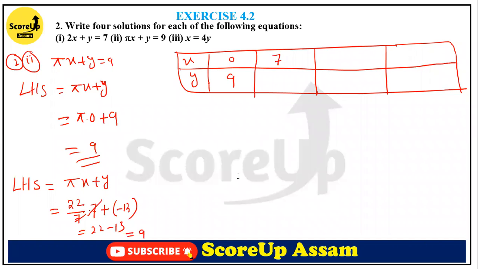If we put 1, what will be the value of y you will put? See, our 9 is right. So if we put the value of x as 7, the y is minus 13. Okay, so these are two solutions. Now we have to find other solutions, right? Because it is said to write 4 solutions.